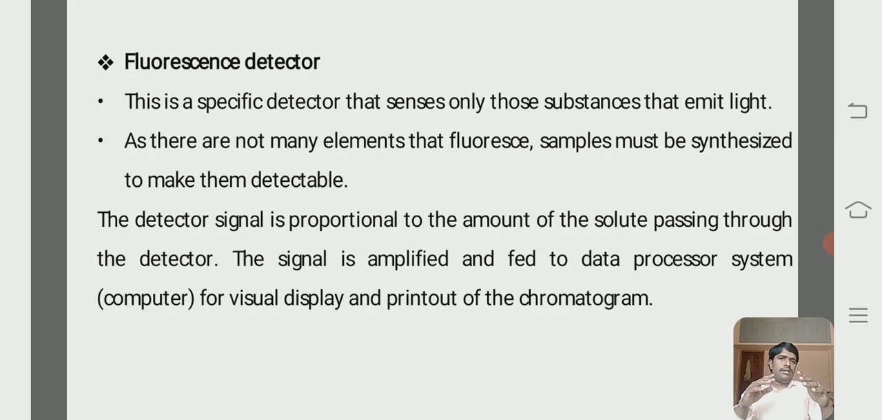The detector signal is proportional to the amount of the solute passing through the detector. It's directly proportional. The signal is amplified and fed to the data processor system, here a computer, for visual display and printout of the chromatogram. So this is the instrumentation of HPLC.